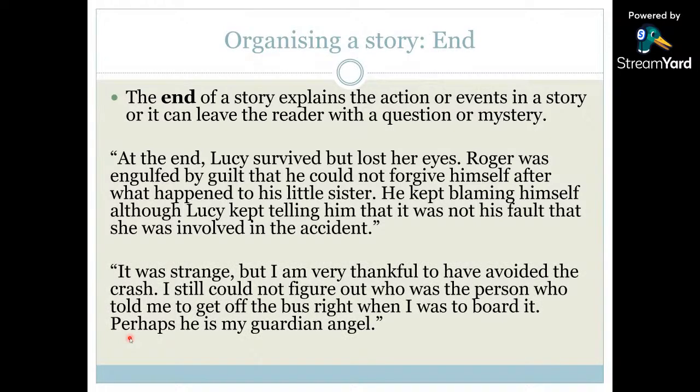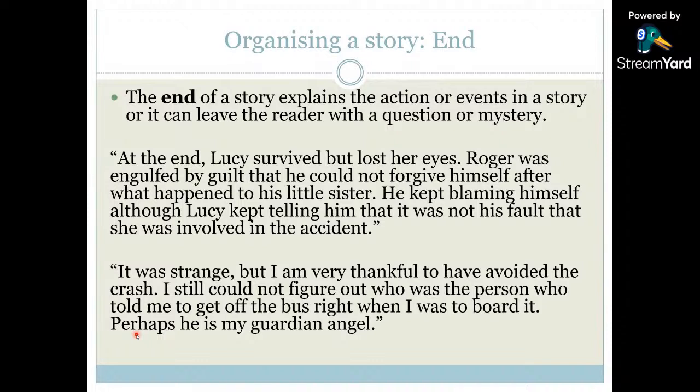Okay, let's look at the second example. It was strange, but I'm very thankful to have avoided the crash. I still could not figure out who was the person who told me to get off the bus right when I was to board it. Perhaps he is my guardian angel. Okay, yang ni contoh yang kedua ni lebih kurang macam nak bagi misteri kepada pembaca. Jadi ni hujung cerita, okay? Maknanya penutup.